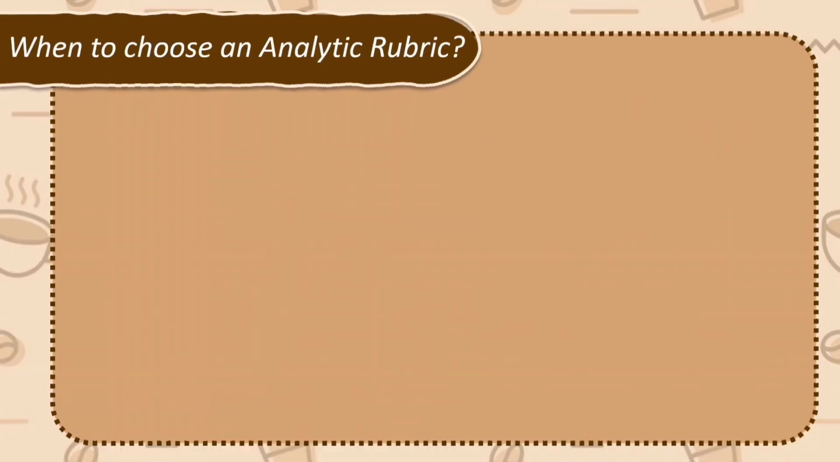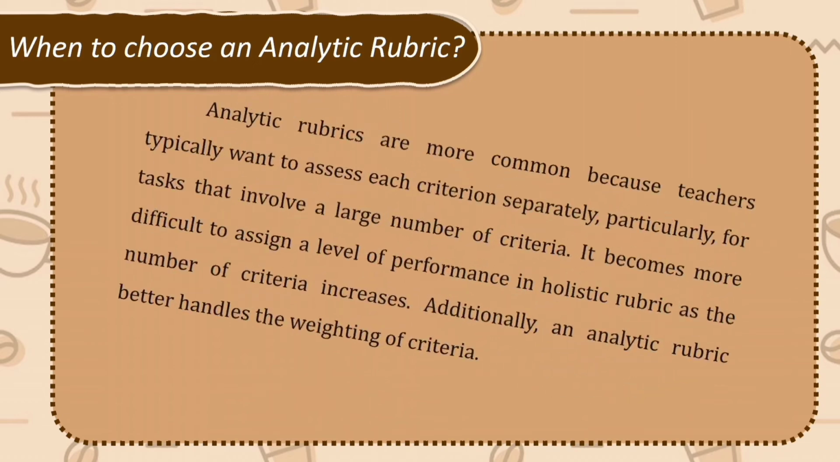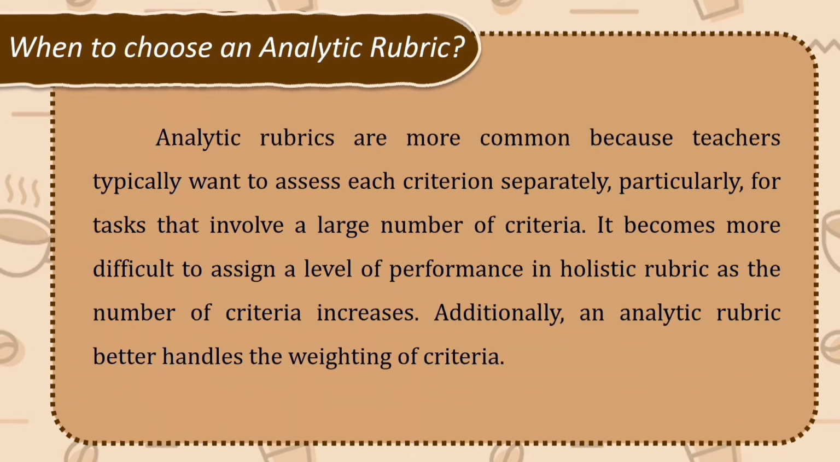When to choose an analytic rubric. Analytic rubrics are more common because teachers typically want to assess each criterion separately, particularly for tasks that involve a large number of criteria. It becomes more difficult to assign a level of performance in a holistic rubric as the number of criteria increases. Additionally, an analytic rubric better handles the weighting of criteria.